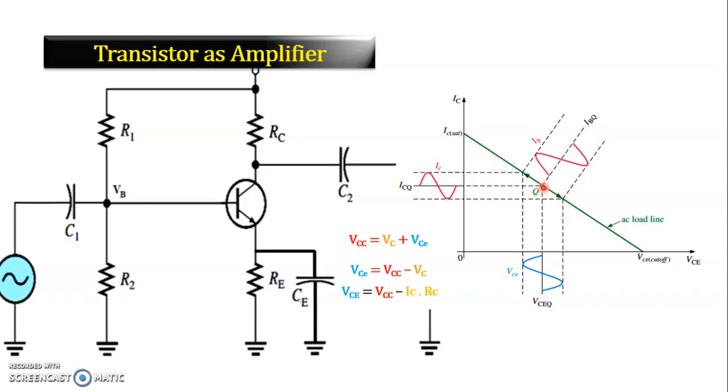During the positive half cycle of the input signal, IB current increases, which leads to an increase in IC current. So the Q point will shift upward and hence VCE will reduce from this point to this. Now during the negative half cycle of the input signal, IB current decreases, hence IC current decreases. Whenever the IC current decreases, the Q point shifts downward and VCE increases. So in this direction, VCE is increasing.